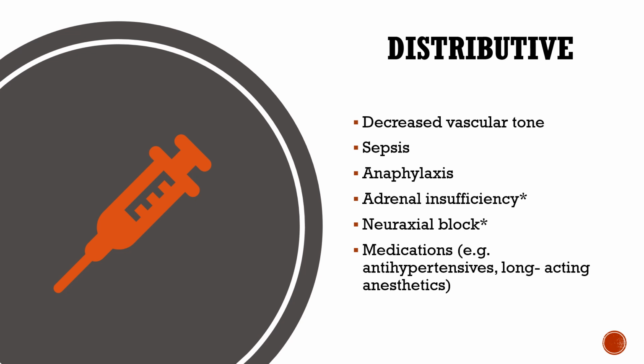So the next topic is distributive shock. Again, primarily it's due to decreased vascular tone or systemic vascular resistance, the most common etiology being sepsis. Also, anaphylaxis and anaphylactic shock are quite important for us in the perioperative medicine area. Also think about adrenal insufficiency, for example, patients who are taking high-dose glucocorticoids chronically and come for surgery. Again, high neuraxial block, and also think about the medications which were given intraoperatively, such as long-acting antihypertensives, for example.